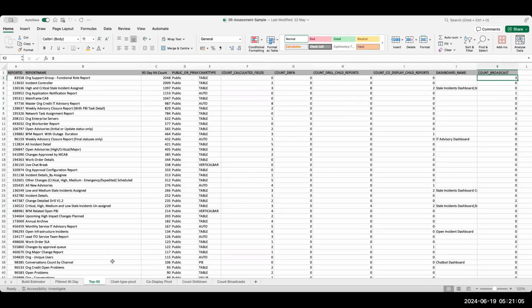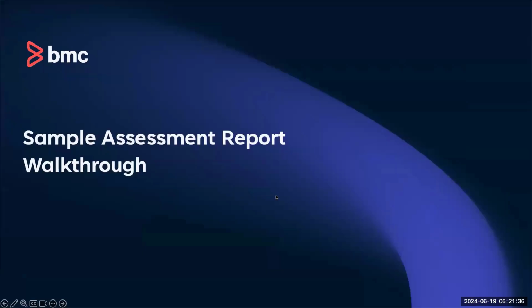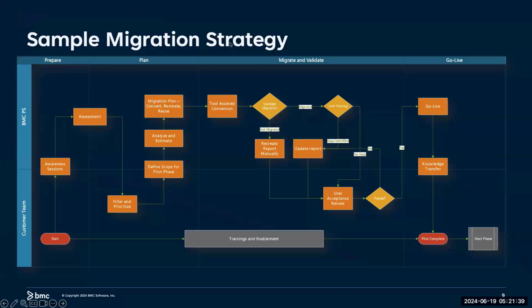Now, once you have this data, you'll have an understanding of how many visualizations will be supported from this list. What is the usage of these? What is the complexity of reports? All the factors that we discussed in our PowerPoint slide. Now, let me jump back to the PowerPoint and let's move forward. Now let's put all of this together in a sample migration strategy. So again, this is a sample example.